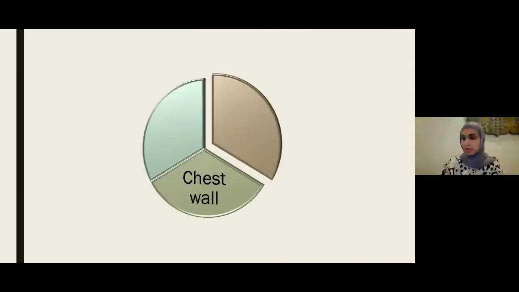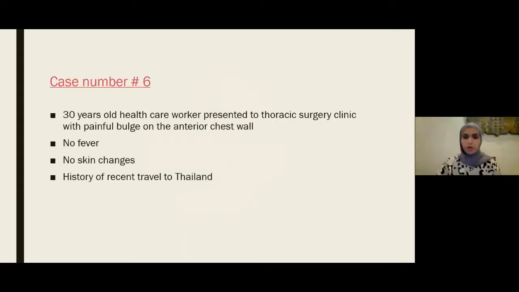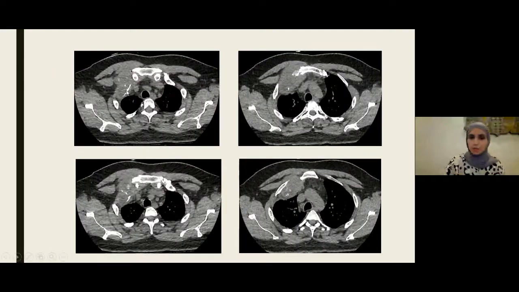My last case is about a chest wall infection. This is a 30-year-old healthcare worker who presented to the thoracic surgery clinic with a painful bulge on the anterior chest wall. There was no fever and no skin changes, but there was a history of recent travel to Thailand. His CT shows an asymmetry in the chest wall with a large, bulky, abnormal soft tissue area in the right chest wall, with destruction and rarefaction of the sternum and the first and second ribs.